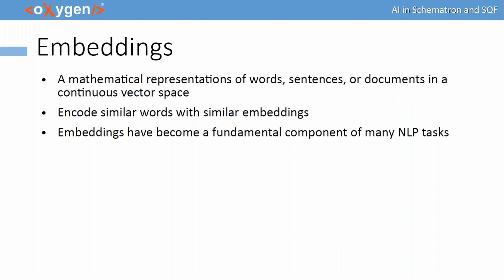Also, embeddings are very important in natural language processing. It's a mathematical representation of words in a vectorial space, and similar words are encoded in the vector space closer to each other. Then these embeddings are used in the transformers to generate the content. So embeddings are very important in natural language processing and in generative pre-trained transformers.